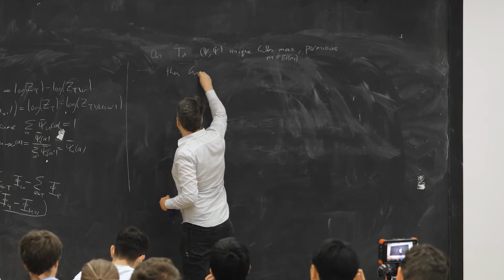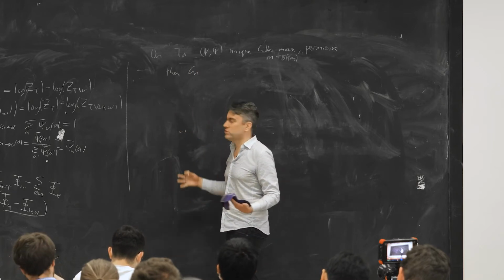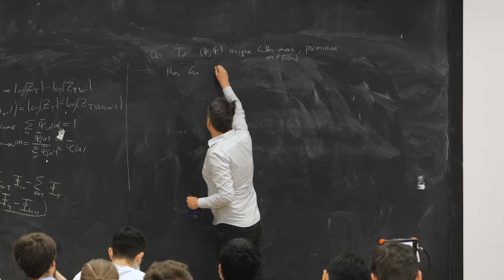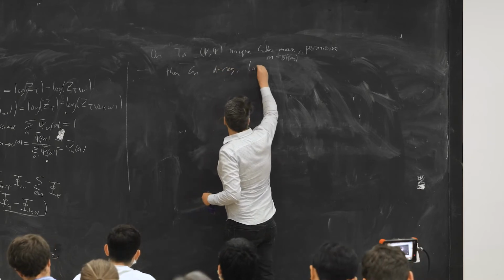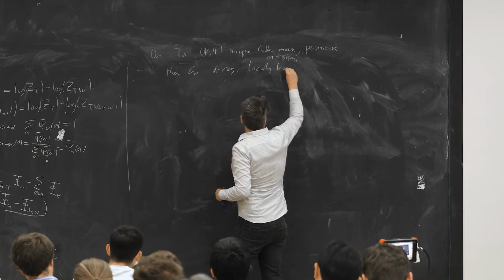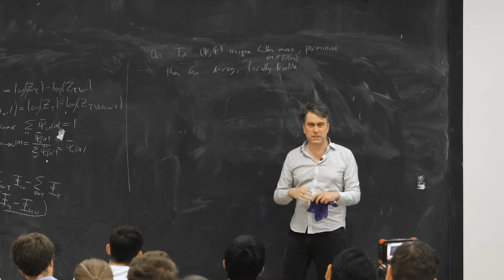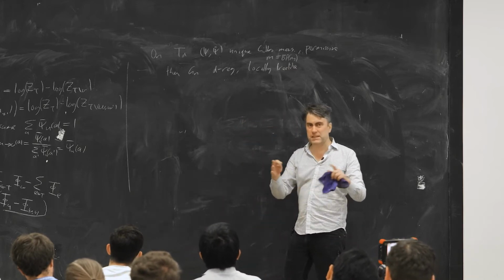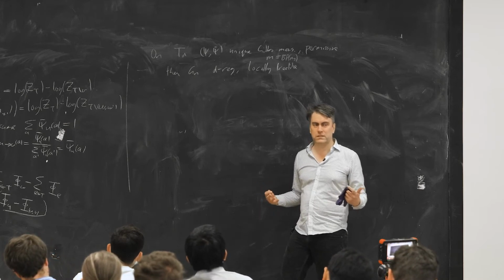Then if we let Gn be, I want to say a random d-regular graph, but we could do it in more generality than that. Let's say d-regular and locally tree-like, by which I just mean that for any fixed k, the number of cycles of length k is little o of n.